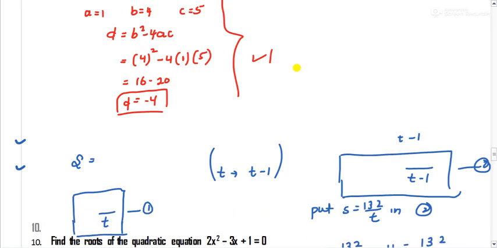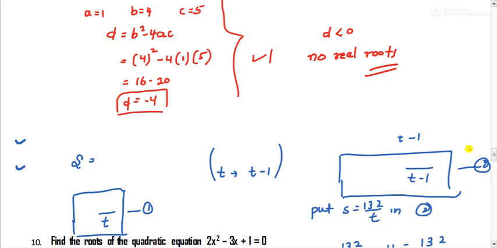The nature of roots, as we know, if D is less than 0, we have no real roots. No real roots. Any doubt? Have you all understood? Please give a thumbs up if yes. If no, raise your hand. Okay, fine. So I hope everyone has understood this.